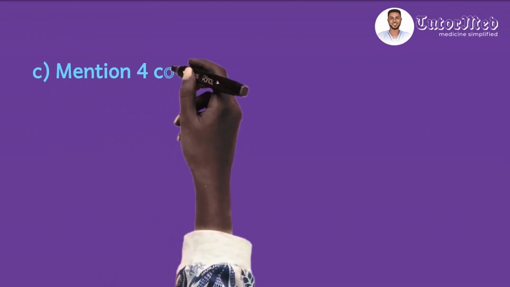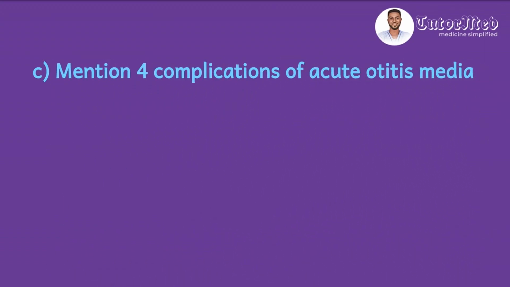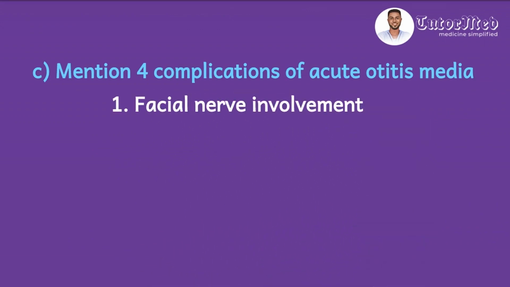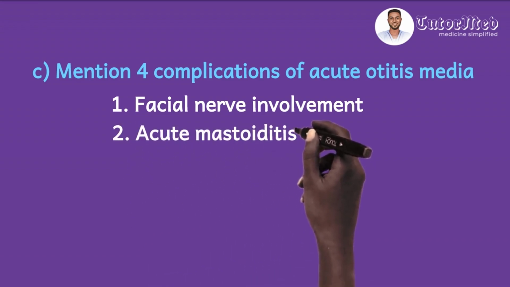Then the third question read, mention 4 complications of acute otitis media. So one of the complications is that there may be facial nerve involvement, which would give you a facial nerve palsy, because the facial nerve also courses through the middle ear, and so if there is an infection in the middle ear, it may involve the facial nerve and would give you a facial nerve palsy, which will manifest as facial deviation, etc. Now, the infection can also spread posteriorly into the mastoid process and give you acute mastoiditis.